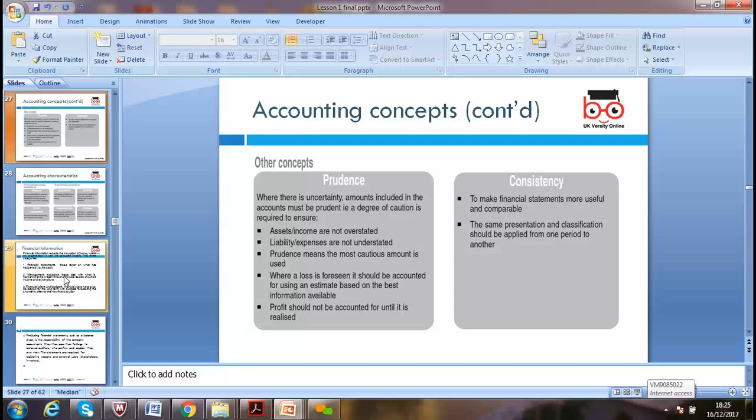Consistency: every year we need to compare. If we give only one year's figure, we can't compare with the last year. That's why when we publish the accounts, we publish two years together, last year's figure and this year's figure, so people can look at whether the business is really making money or not.